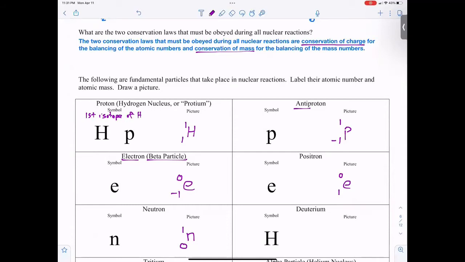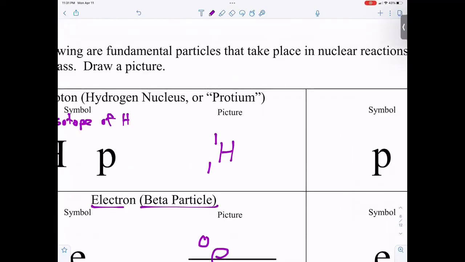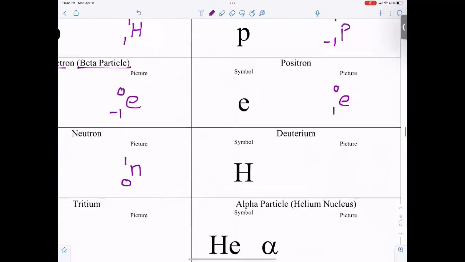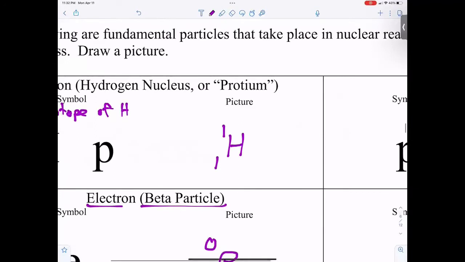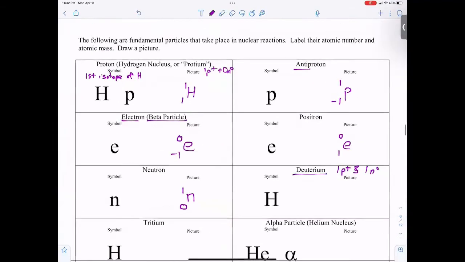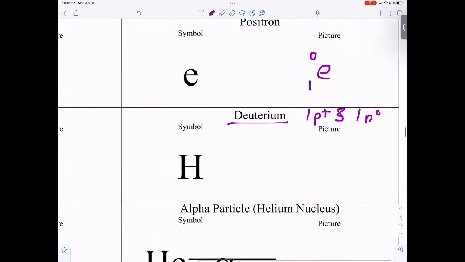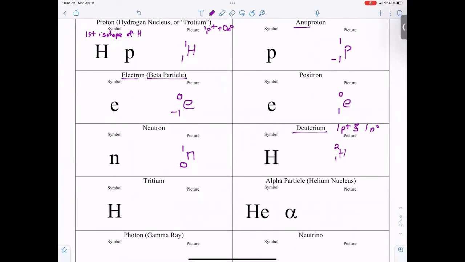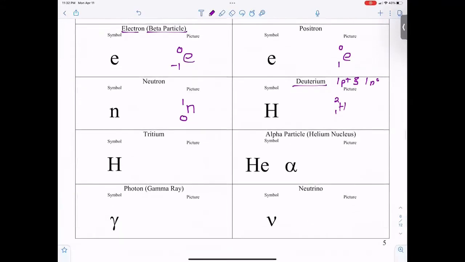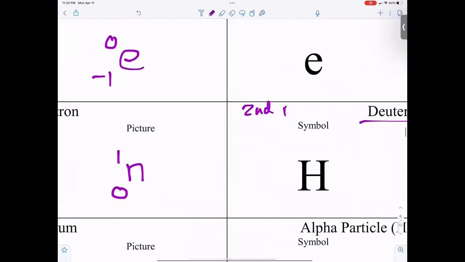Okay, now here we had 1 proton and no neutrons. For deuterium, we have 1 proton and 1 neutron. See here, all we had was just 1 proton and 0 neutrons. That's why 1 plus 0 is 1. But here we have a total mass of 1 plus 1, or 2. Since it's hydrogen, it has the same atomic number of 1 because of the 1 proton. This is the second isotope of hydrogen.